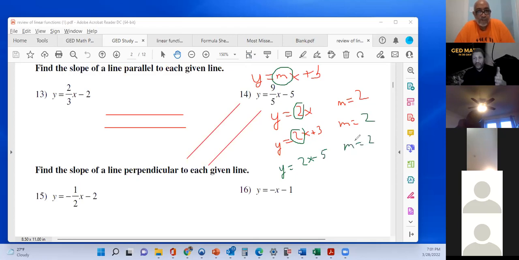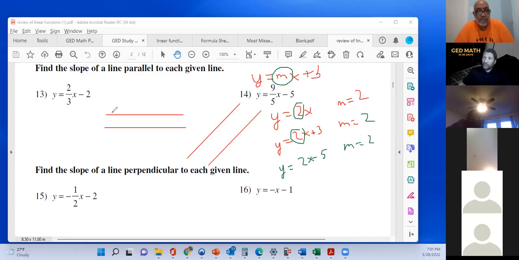These are all different equations, but they all have the same slope. If they have the same slope, that means all these lines are parallel. They will never cross. So y equals 2x, y equals 2x plus 3. Now, recognize the pattern. They all have a slope of 2.